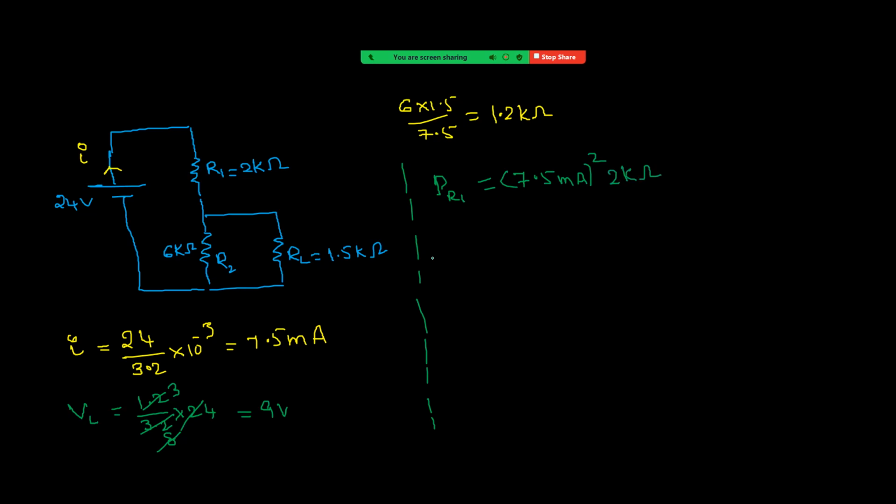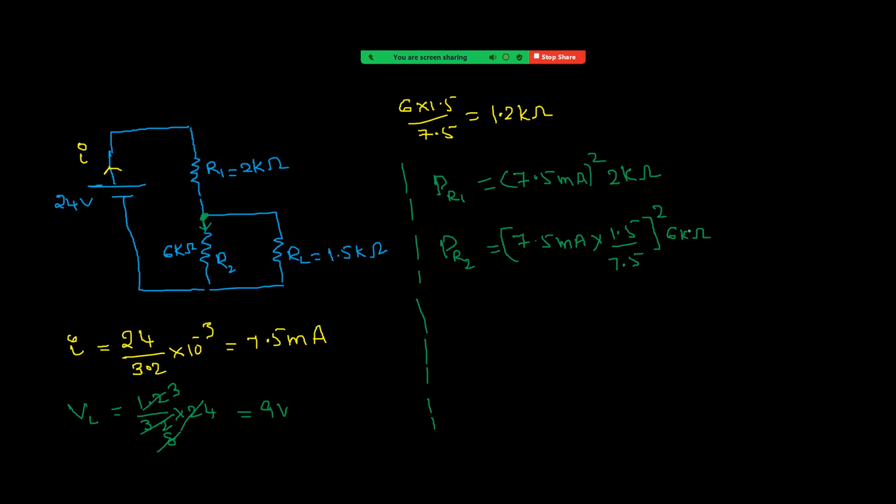Okay. Next, calculate across R2. Across R2, we have to see this current 7.5 milliampere divides, right? Since they're parallel, it is in the inverse ratio of their resistances. So I can write here 7.5 milliampere into, we have to calculate now R2, right? So it is now 1.5 by 7.5. Okay. So I square into R value 6 kilo ohm.